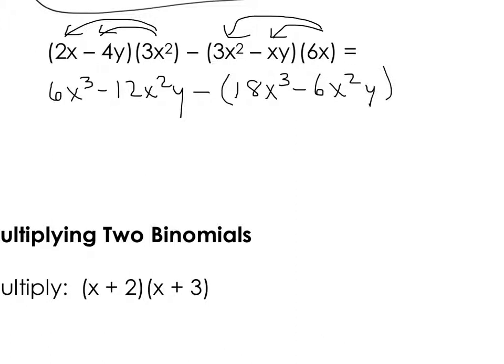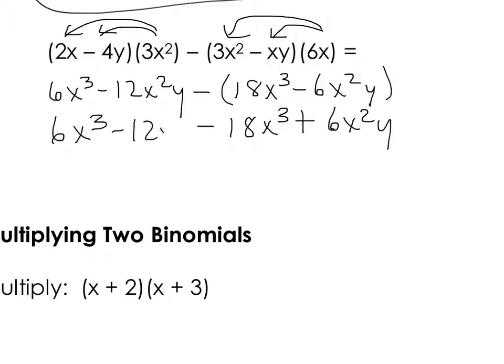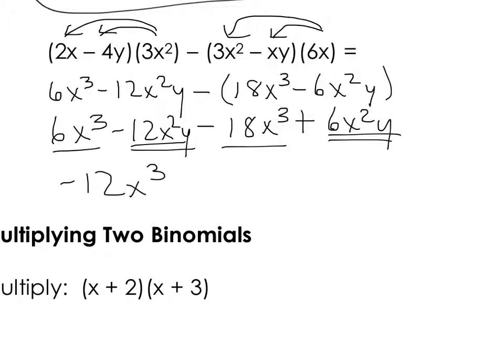Now think what that minus sign does. Minus 18x cubed plus 6x squared y. So we have 6x cubed minus 12x squared y minus 18x cubed plus 6x squared y. Like terms, minus 12x cubed, x squared y, minus 6x squared y.